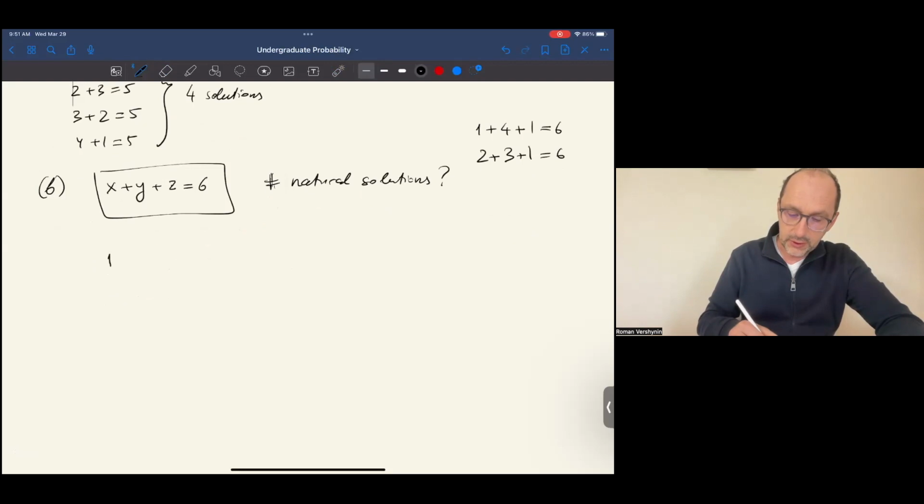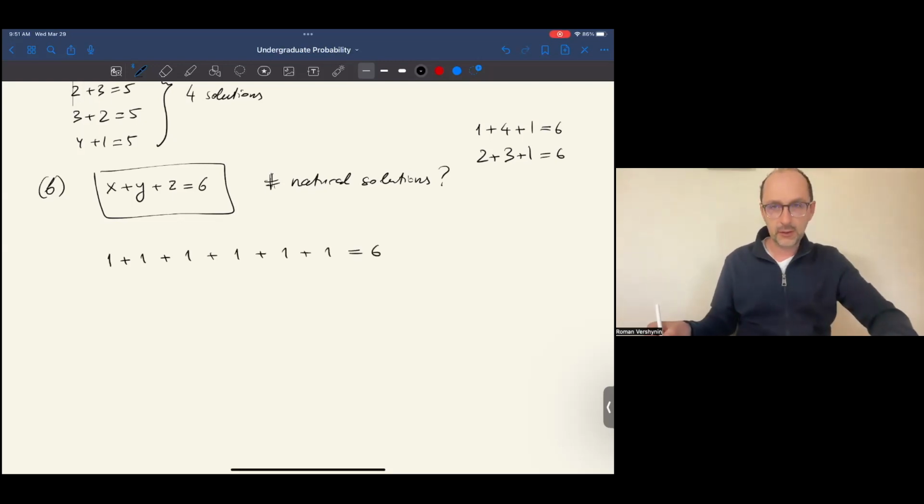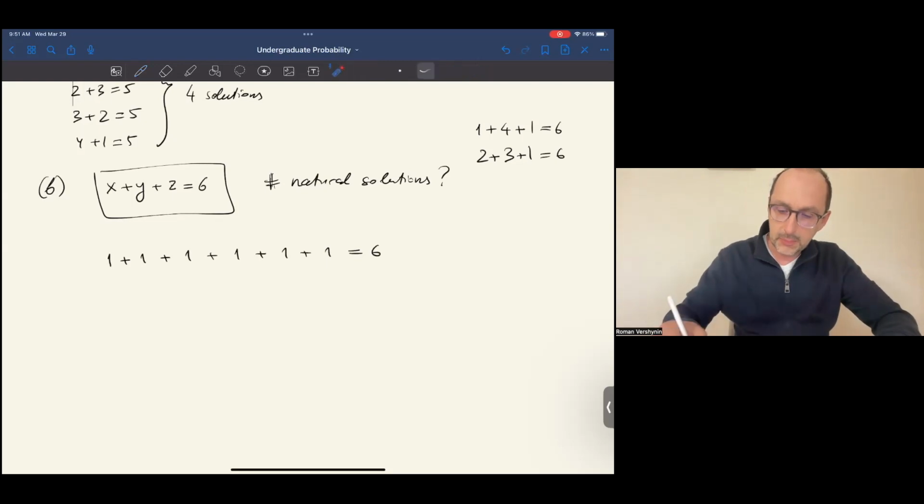Let's represent the solution in the following way. First of all, let's break 6 down into ones: 1 plus 1 plus 1 plus 1 plus 1 plus 1. That's a valid equation. And now let's represent, for example, this solution in the following way.